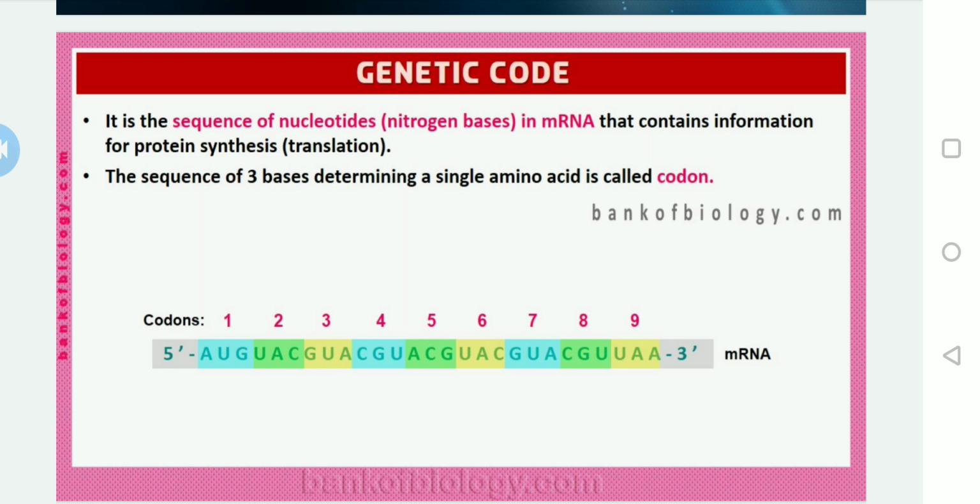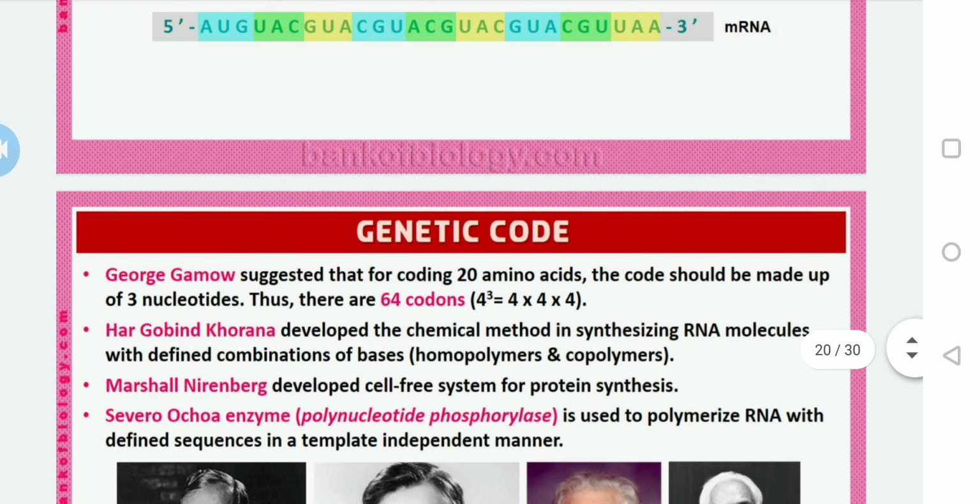These codons are responsible for the synthesis of a particular protein. These codons are present on messenger RNA, so they are responsible for the synthesis of a particular protein.